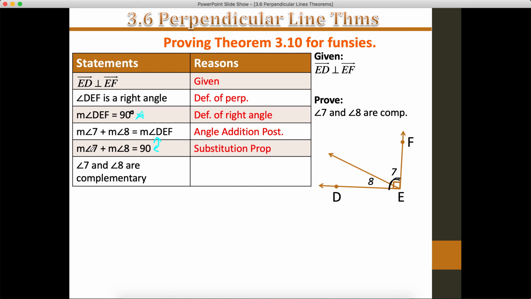And now suddenly I have an equation that indicates that the left side means 7 and 8 are complementary. How do I know that? How does 7 plus 8 equaling 90 mean the angles are complementary? Because that's what it means to be complementary. So a lot of definition stuff here. I know it's very tedious. I'm not going to expect you to do proofs like this.